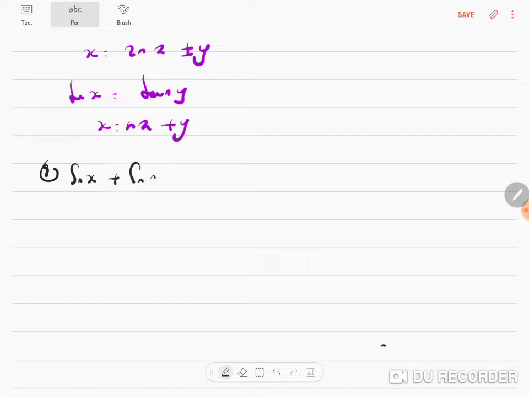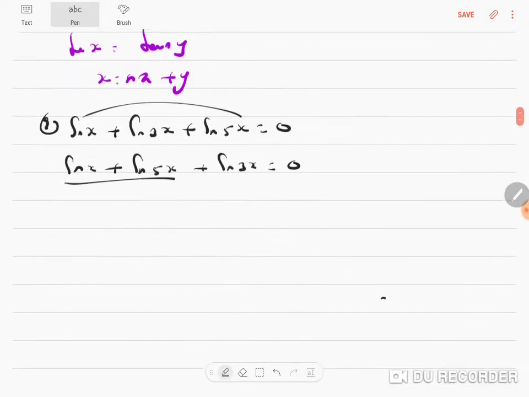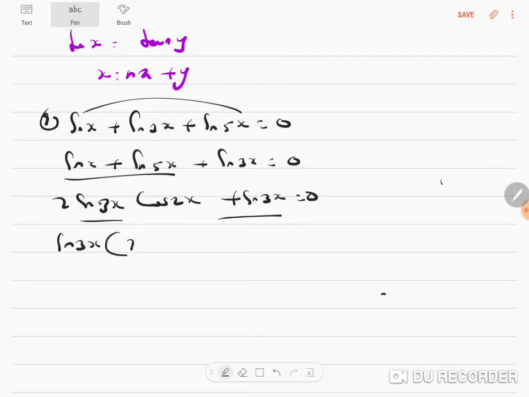Pause it and learn. Sin x plus sin 3x plus sin 5x is equal to 0. You have to pair the right terms. So rearrange: sin x plus sin 5x plus sin 3x is equal to 0. You solve using the form sin c plus sin d, which is 2 sin (c plus d by 2) cos (c minus d by 2). Here c plus d by 2 is 3x, c minus d by 2 is minus 4x by 2, which is minus 2x or 2x, because cos of minus theta is cos theta. Plus sin 3x is equal to 0. The sin 3x becomes common. So pairing up the right terms is very important. Sin 3x into 2 cos 2x plus 1 is equal to 0.